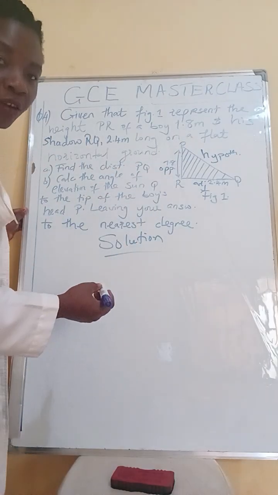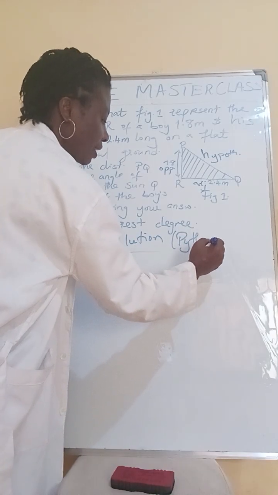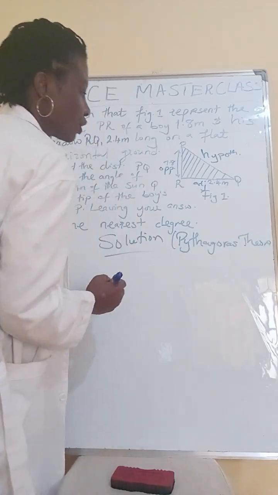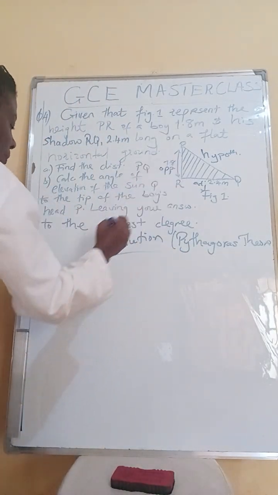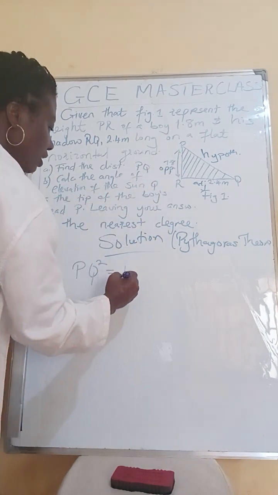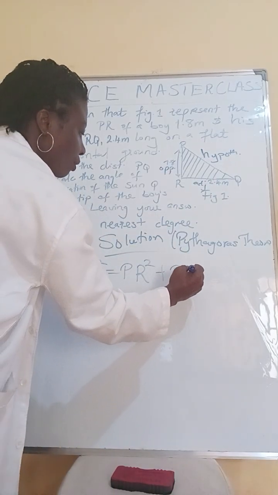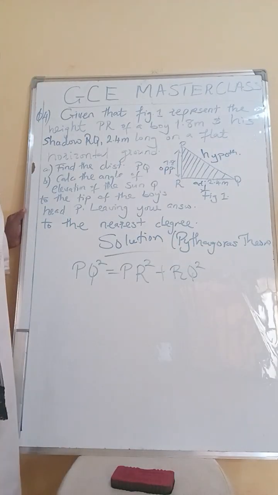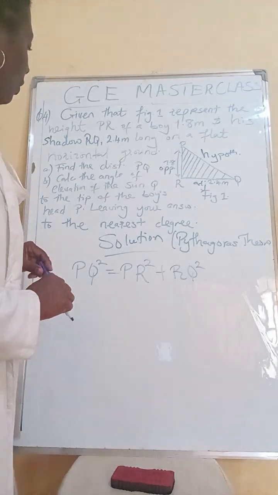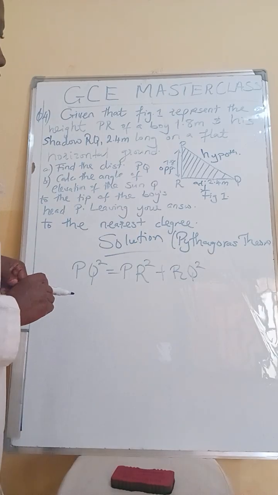Okay, from our Pythagoras theorem we will say hypotenuse, which is PQ squared, is equals to opposite, which is PR squared, plus adjacent, which is RQ squared. Okay, this is our Pythagoras theorem formula. Okay, so from the equation, it says you should find the distance PQ.